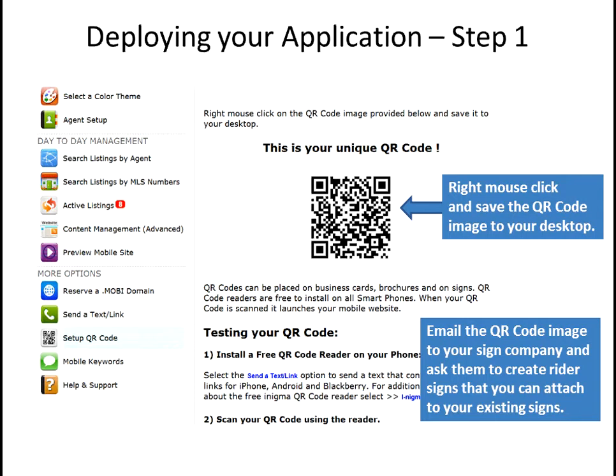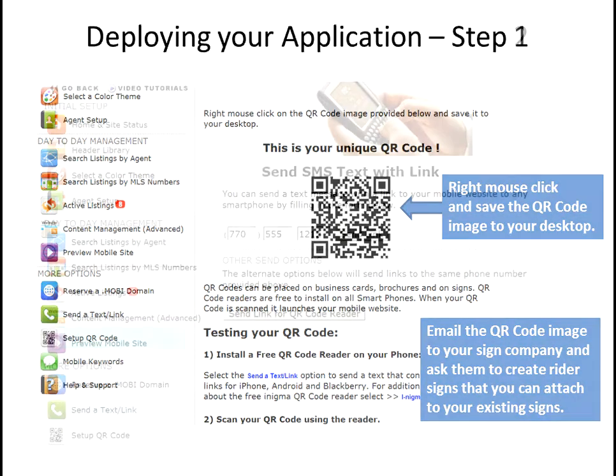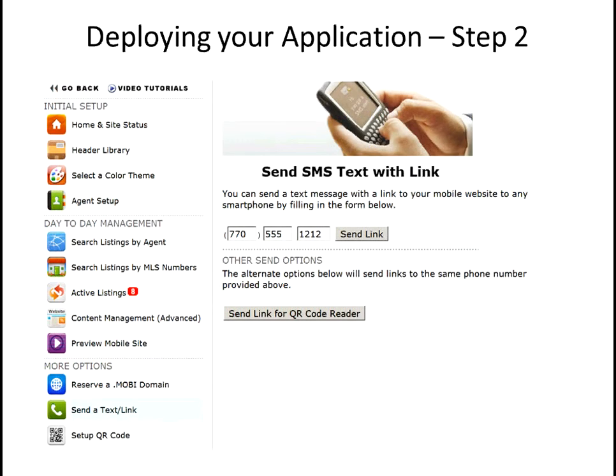Your QR code points to your mobile application. Your mobile application contains all of your listings. Once you put your QR code on all your signs, you can reuse the signs on new listings without having to create new QR codes or order new signs. So basically you can reuse the same signs and QR codes over and over again.